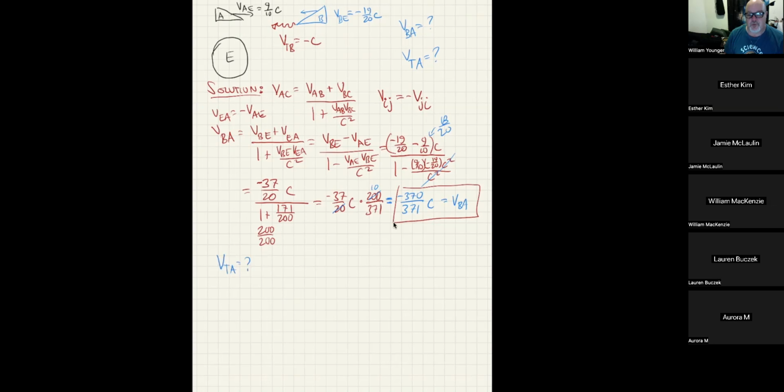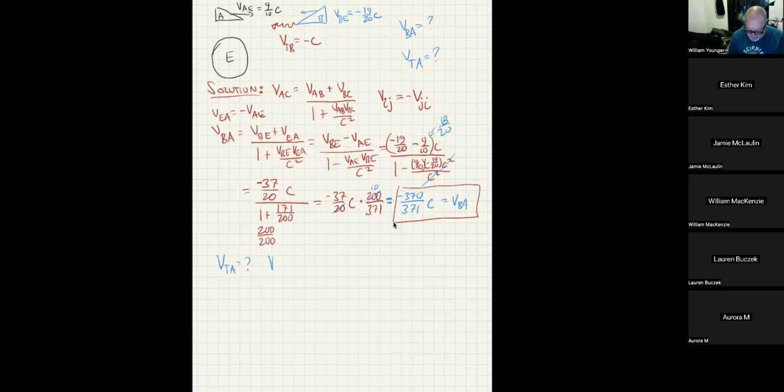Then the source, namely the guy that shot the photon torpedo, should see the torpedo traveling to the left at c, and that's what we wrote down. VTB is equal to negative c. But special relativity says A should see VTA as equaling C as well. And of course, it's going to the left, so it should be negative C. So let's work that out.